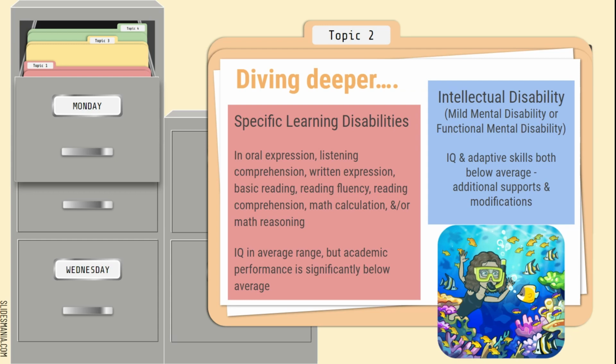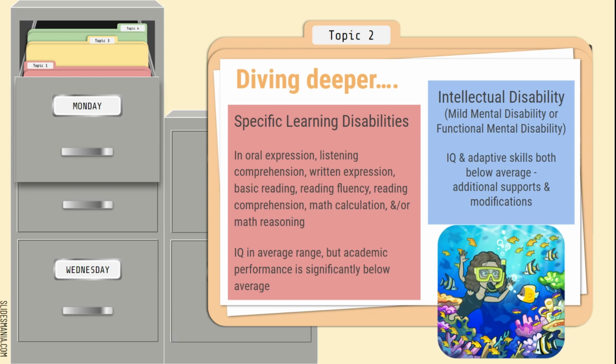A student with an intellectual disability, when they qualify, their scores, both IQ and their adaptive skills, are going to be significantly below average. And they are going to require additional supports and modifications for the curriculum, meaning we're changing the curriculum, usually simplifying it for them. Often, when we talk about students that participate in alternate assessment, they have an intellectual disability.